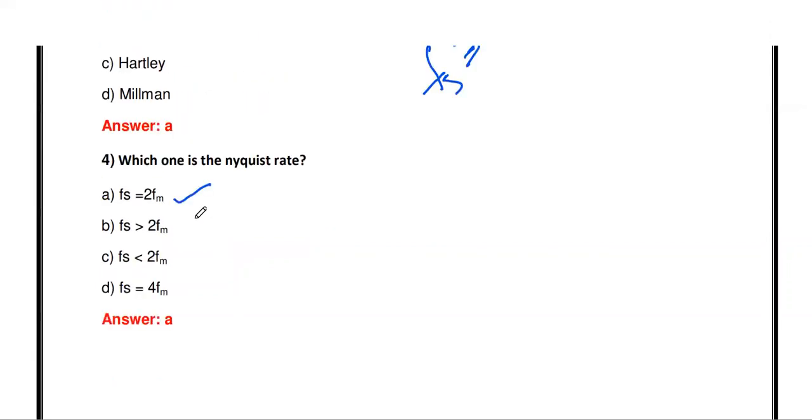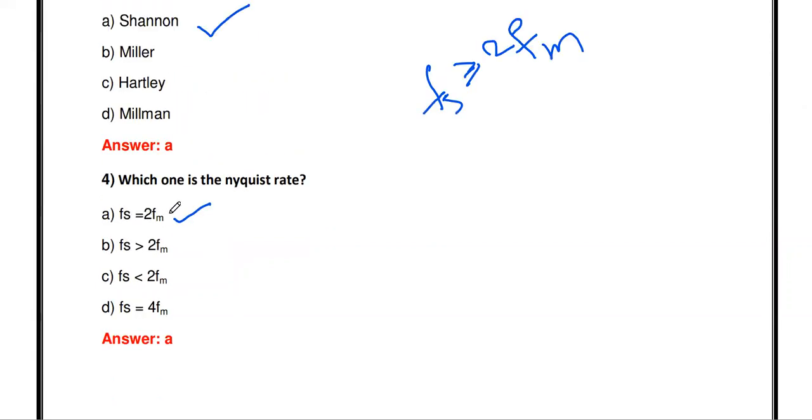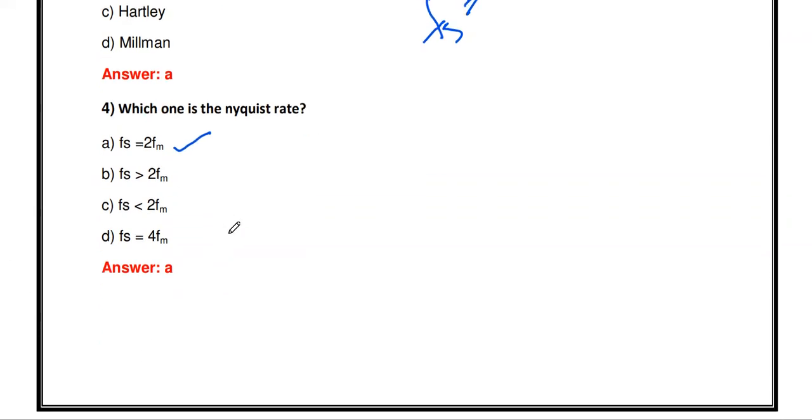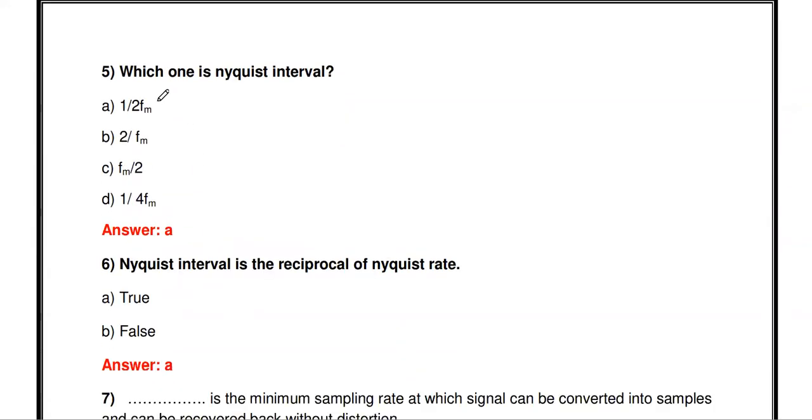Since the Nyquist rate formula is Fs equal to 2 Fm, the reciprocal is 1 by Fs. 1 by Fs is Ts, the Nyquist interval. So the answer is 1 divided by 2 Fm. 1 divided by 2 Fm is called the Nyquist interval. So here you see A is the answer: 1 divided by 2 Fm is the Nyquist interval.